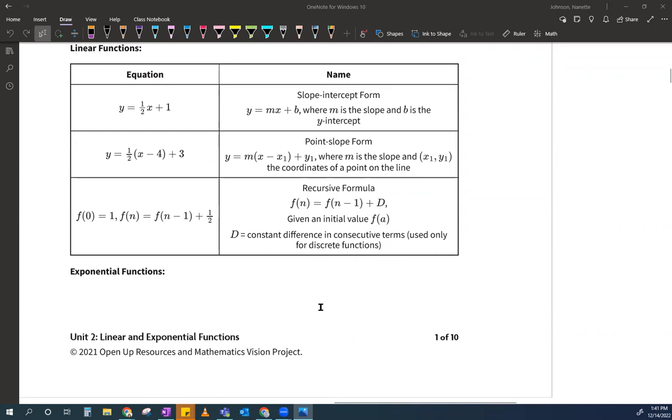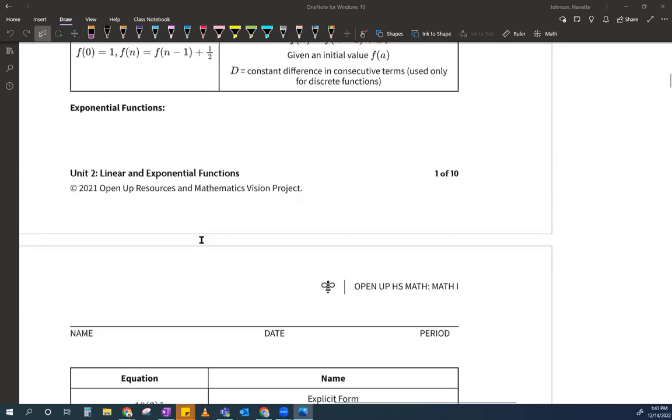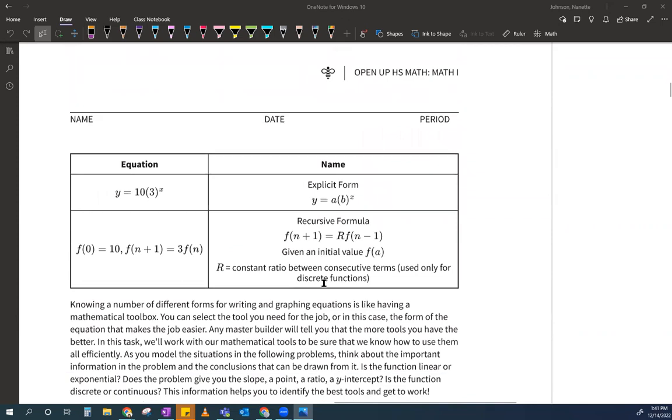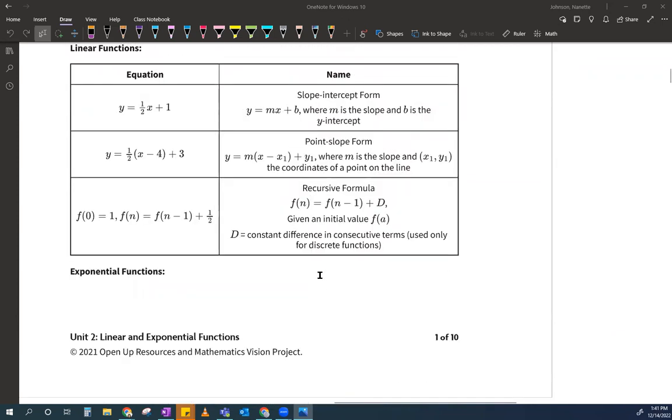So depending on what it is, linear or exponential, depending on what they give you, slope, the point, or whoever. Oh, really? Abraham Kaplan is the one who said that. Thanks, chat. You guys are awesome. Okay, so depending on what that is, that's what I'm going to use.